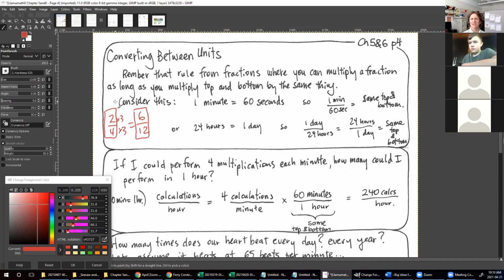And they don't really teach much of this in high school or in middle school. So this is a great skill to know, because you will have to do this in science a ton, and probably in math questions too. So this is a great idea.